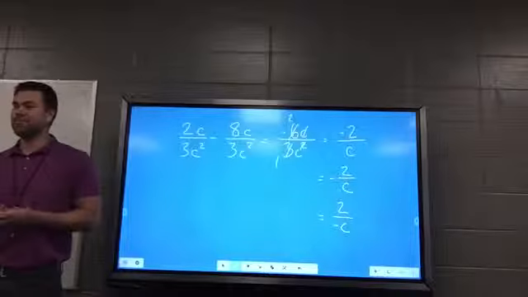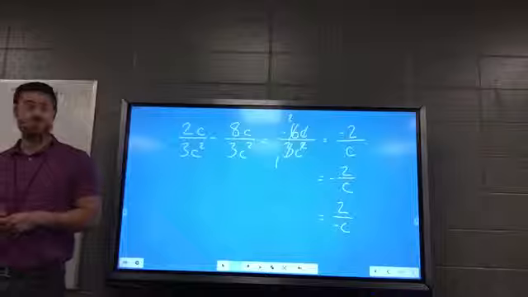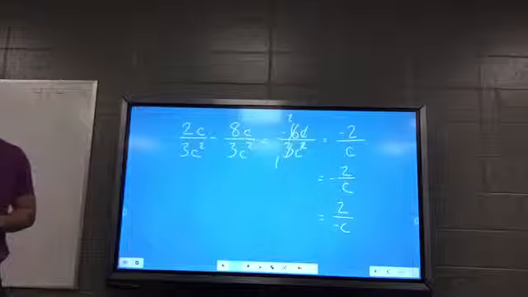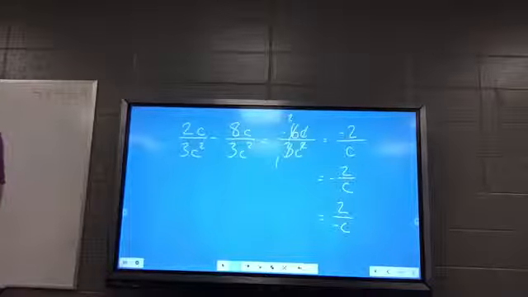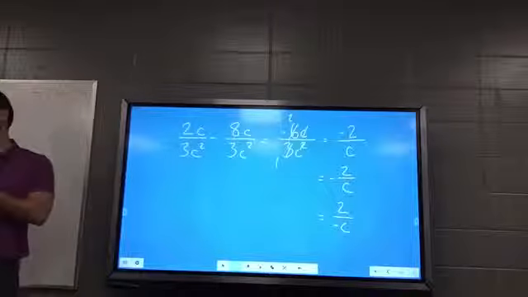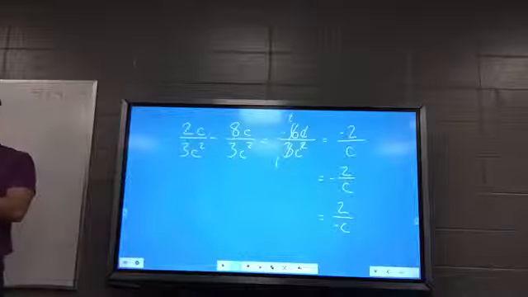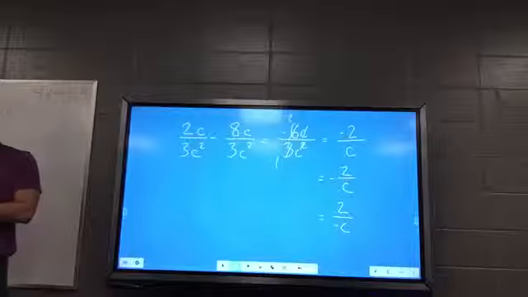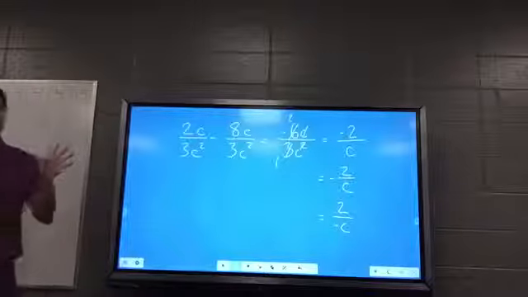Will you ever have a time where the denominators aren't the same? Yes. But thankfully today's problems are 12-6, which is nice. That's tomorrow. But if you do, you have to make them the same. So we're going to figure out how to do that.